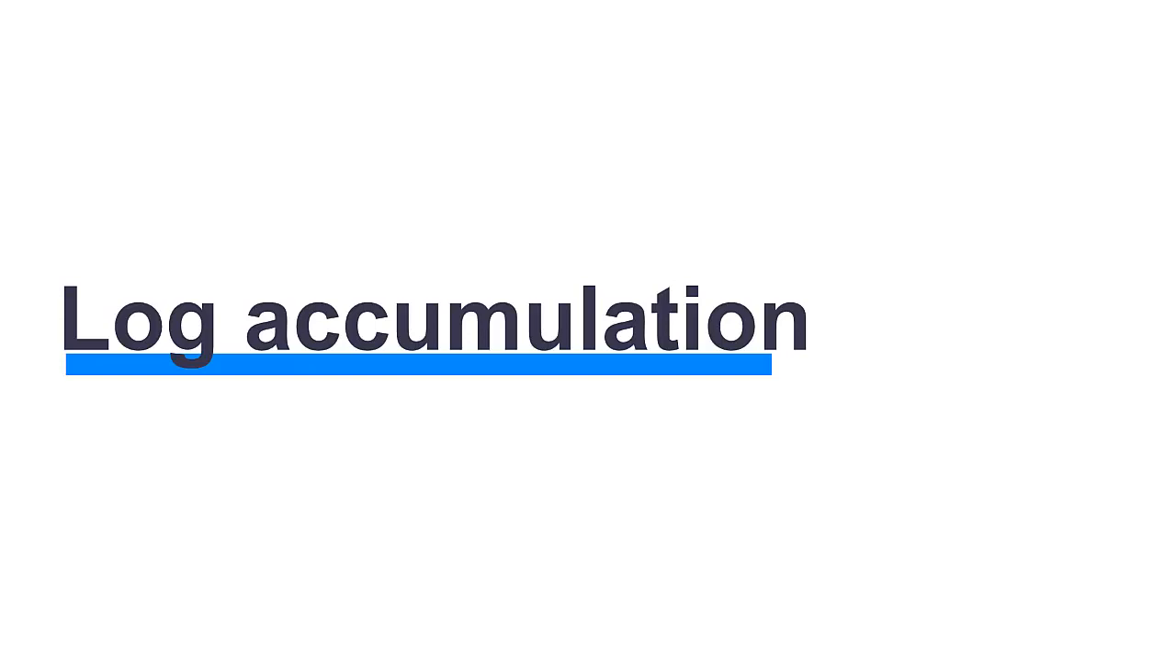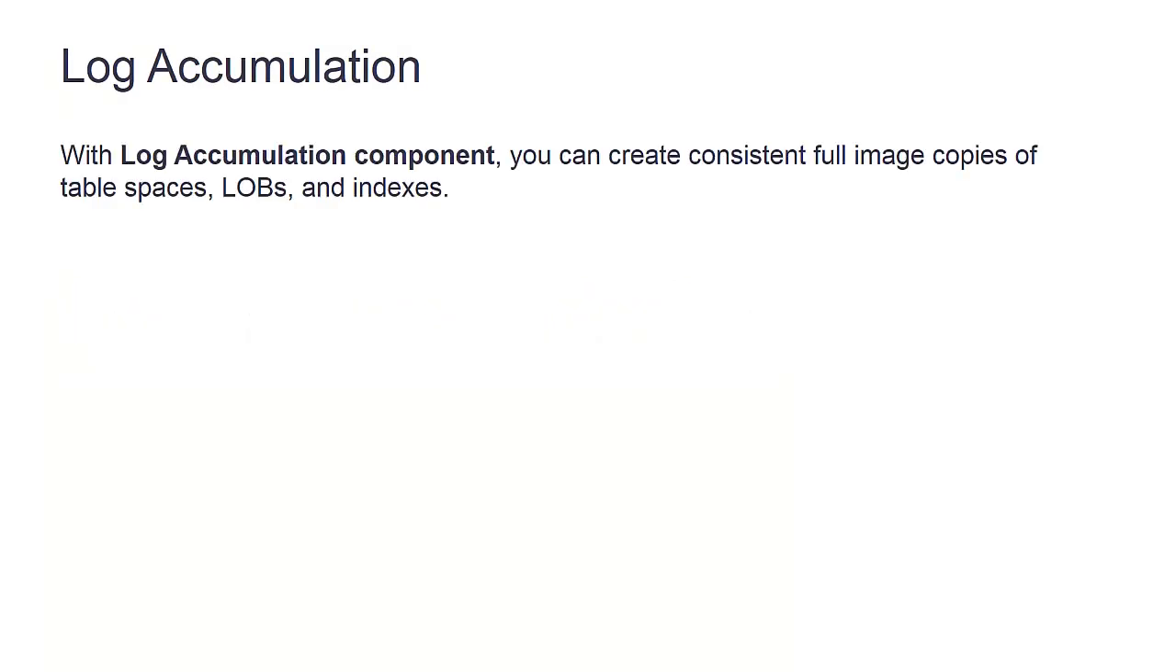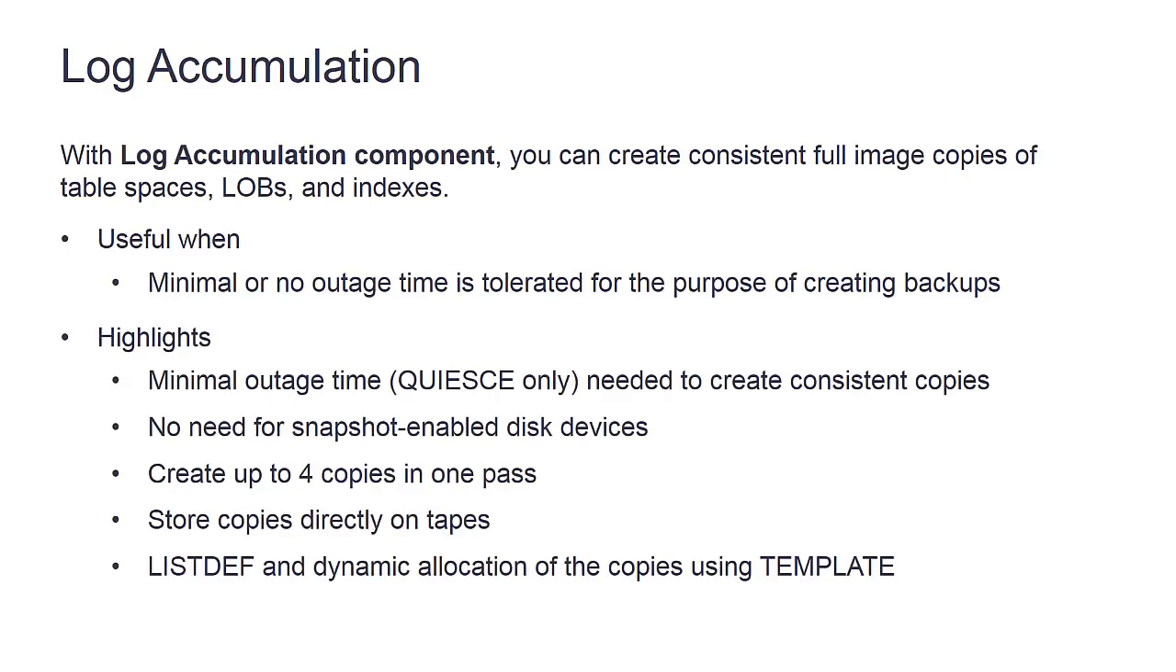The first component we'll discuss is the Log Accumulation component. With Log Accumulation, you can create up to 4 consistent full image copies of tablespaces, large objects or LOBs, and index spaces in one pass with minimal outage time. This feature is useful when minimal or no outage time is tolerated for the purpose of creating backups. The good news is that there is no need for snapshot-enabled disk devices, and you can store copies directly on tapes using LISTDEF and TEMPLATE.